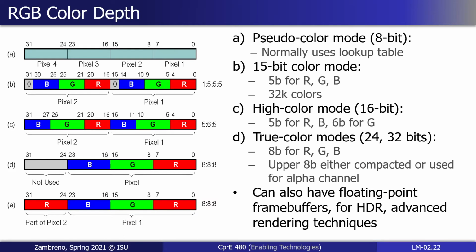But then going back to our frame buffer, as we are trying to store the information in our memory to correspond to those red, green, blue values, we actually have a lot of choices available.